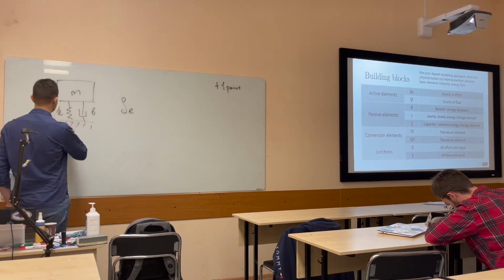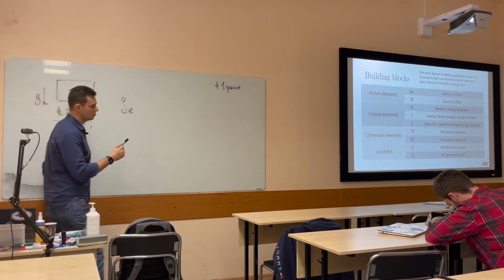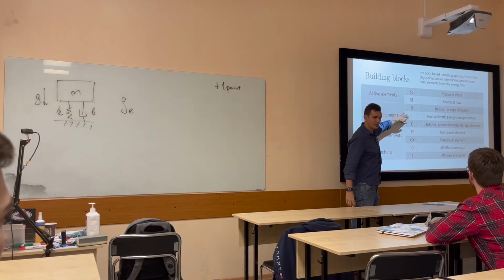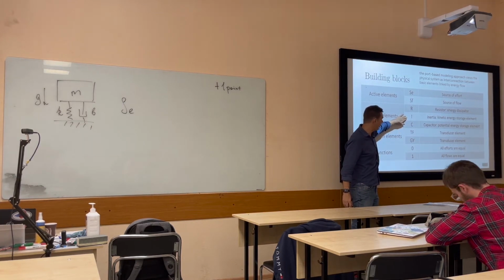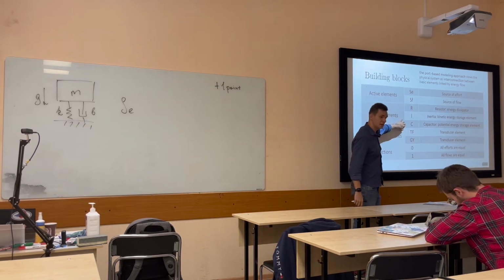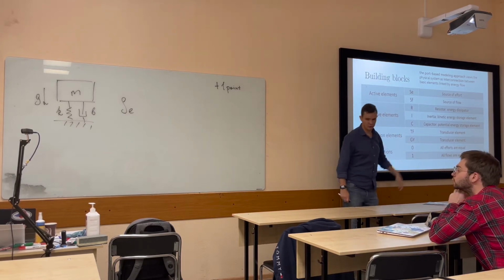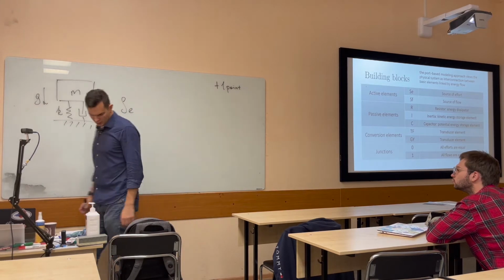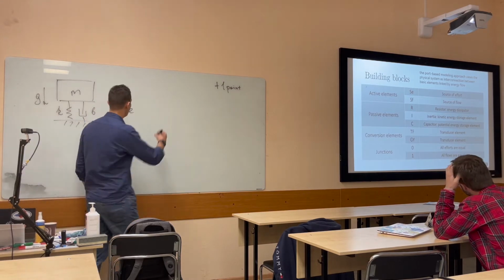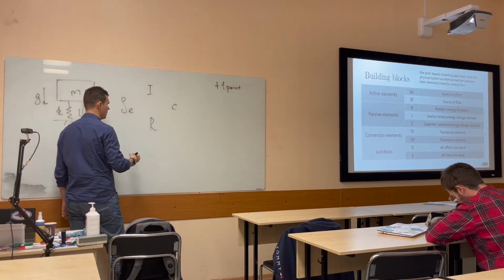Then we have mass. To model mass, which one should we use? The mass has kinetic energy, so it will be I. For the spring, it has potential energy, it will be C. And for the damper, we're going to use R. Actually, it's not the same, yeah. It will be I, C, R elements.